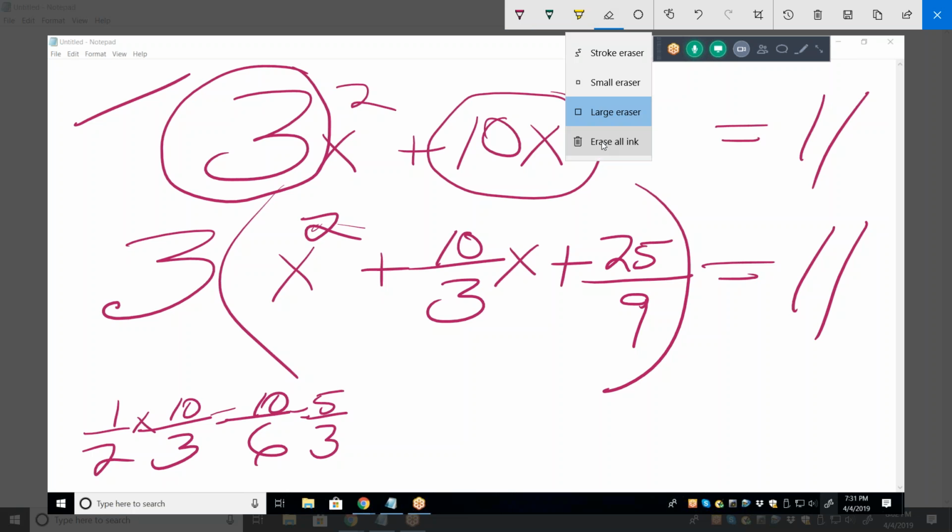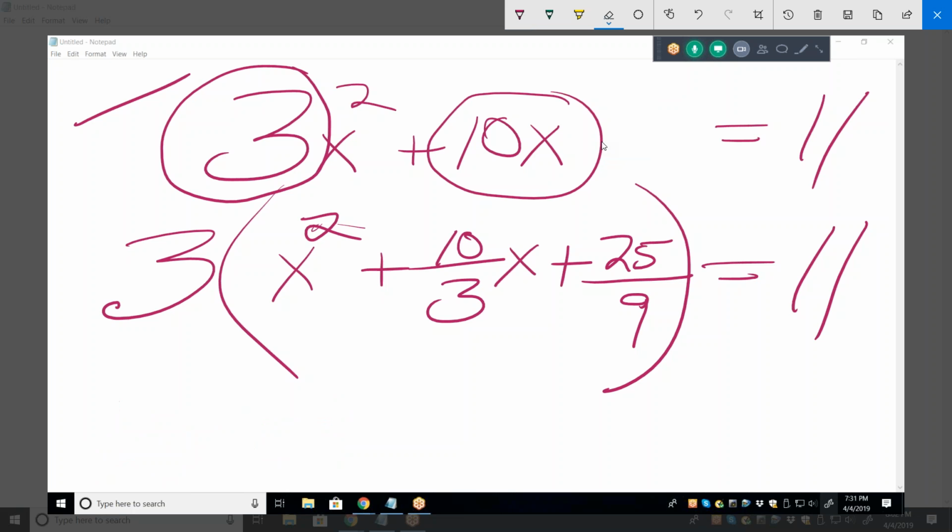Now I got to balance. I can't just arbitrarily add 25/9. What do I add to the other side to account for that 25/9 that I just added to the left side of the equation? You have to add to the right. How much? Well, 25/9? No, it's 3 times 25. That's ninths. 75/9. Now everything's the same.